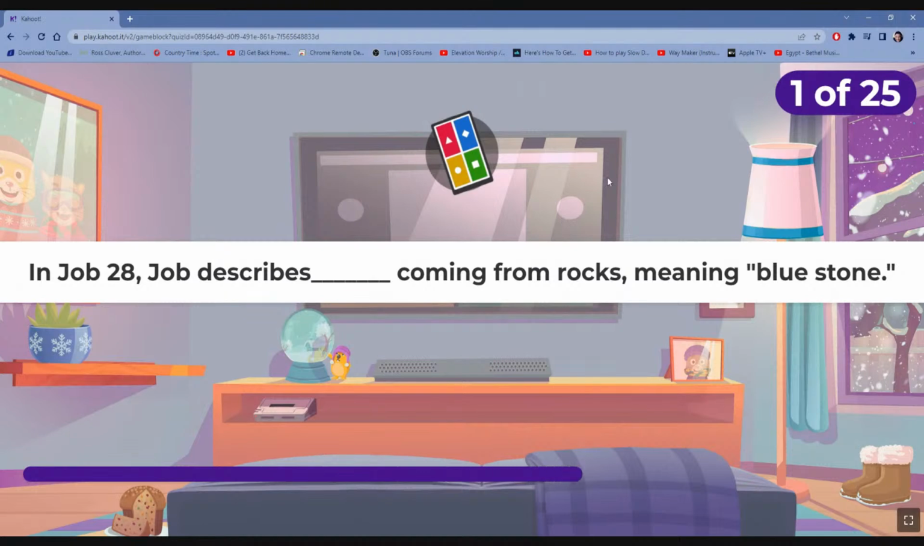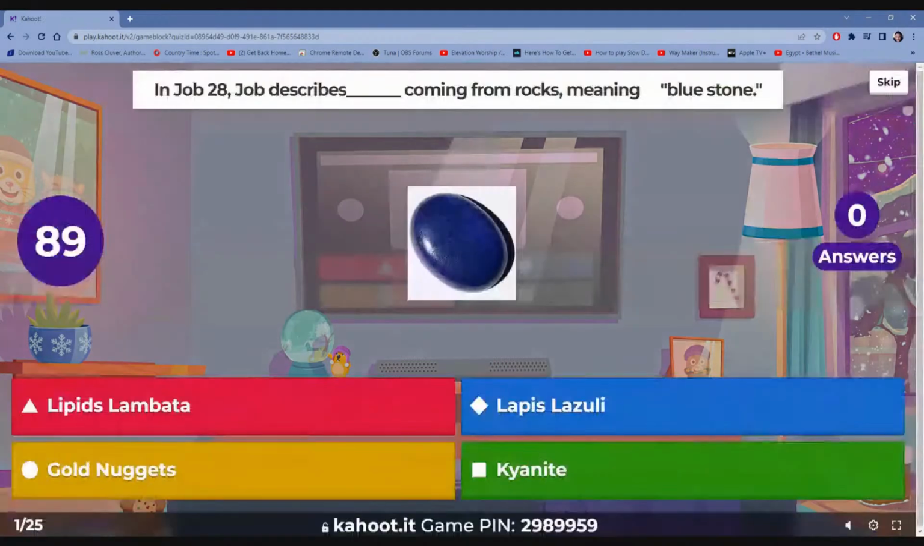In Job 28, Job describes blank coming from rocks, meaning blue stone. The red is lipids lambada, the blue is lapis lazuli, the gold or yellow is gold nuggets, and the green is kyanite. If you were at the Bible in a year when we read this, and it's been in the Bible a couple of times, you would have known that I absolutely love the word here.